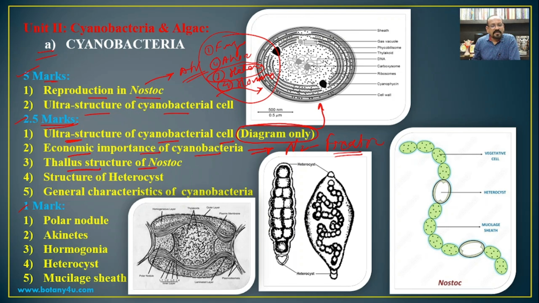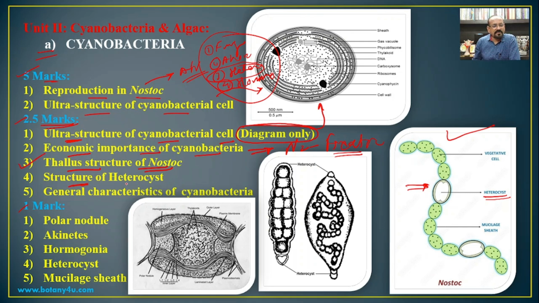Then the thallus structure of the Nostoc for the 2.5 mark question. Here is a diagram. You can draw the three different types of cells, that is the vegetative cell, akinetes as well as the heterocyst, and each cell is bounded by the mucilaginous sheath. Again, the heterocysts are the empty-looking type of cell and they are devoid of chloroplast. So this diagram along with its description is expected in the thallus structure of Nostoc.